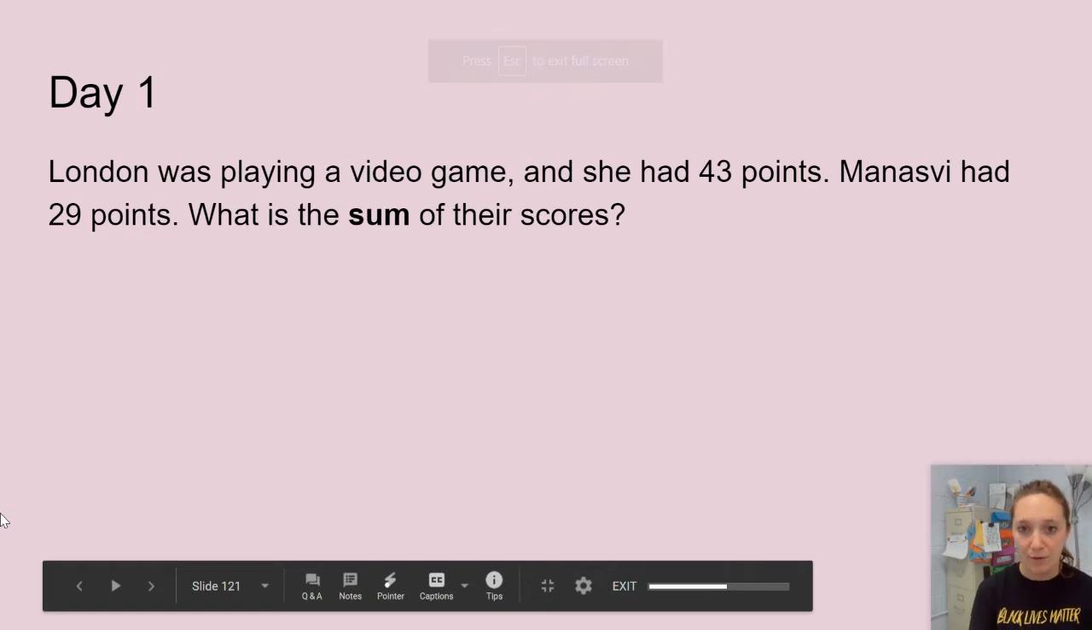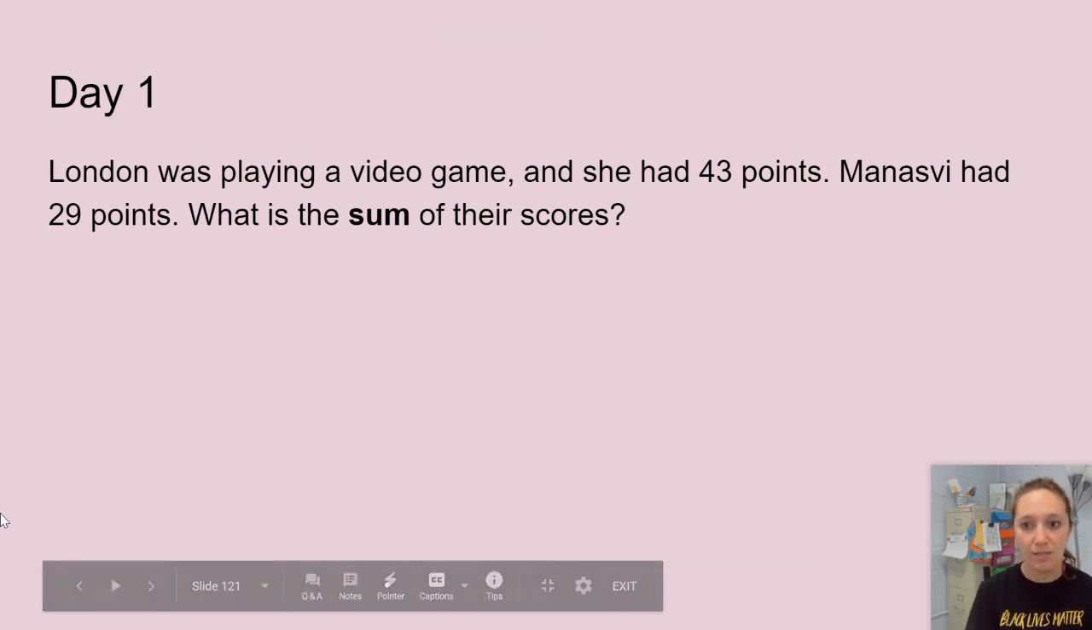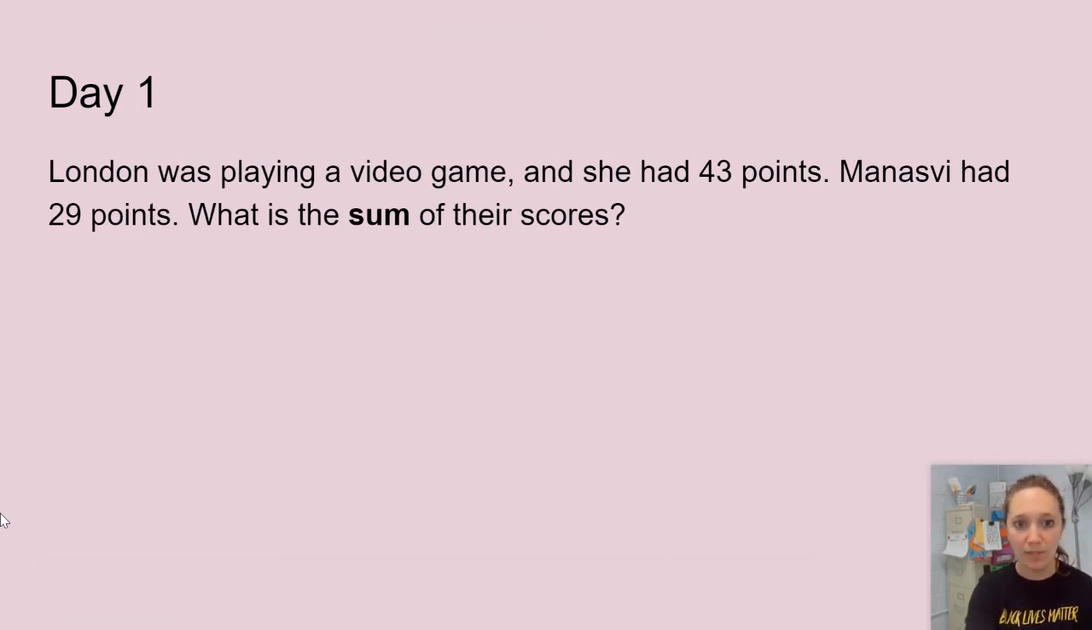London was playing a video game and she had 43 points. Manosky had 29 points. What is the sum of their scores? So we could do a part plus part equals whole if you choose to. We definitely need to do an equation, we need to show our work, and we need to label our answer. So I want you to think about that and pause.